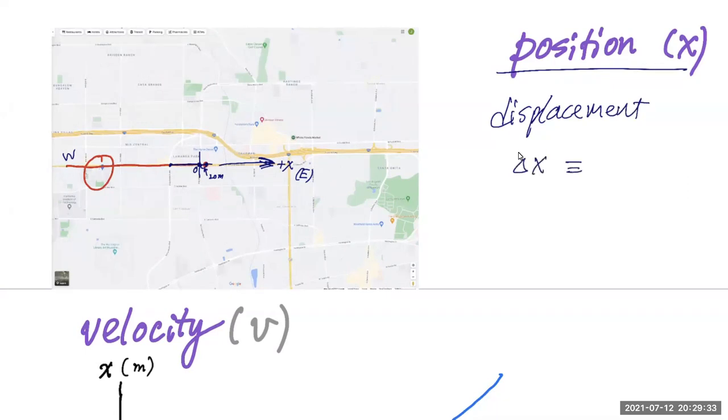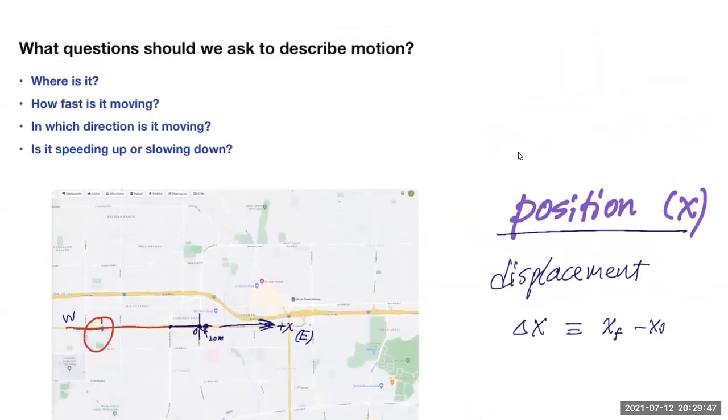You start with X initial, we end up with X final. The difference is called delta X, displacement. Okay, so again, displacement is a change in position. Now, given the first question that's being answered, where are you or where is it?